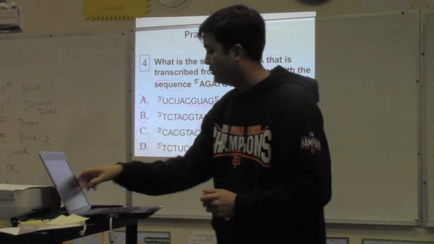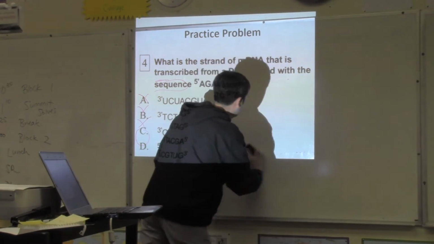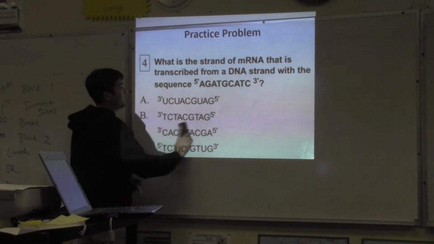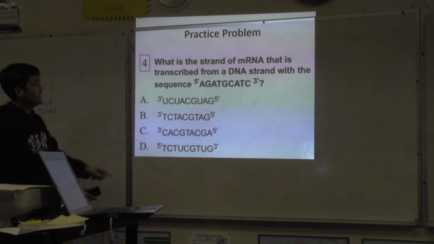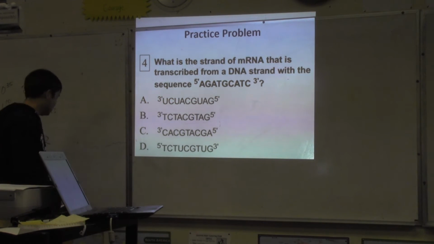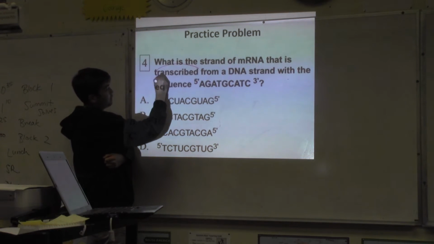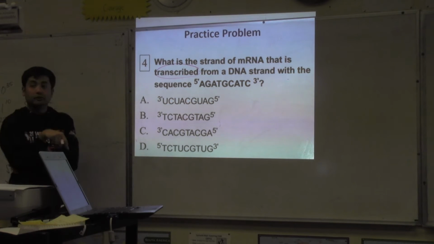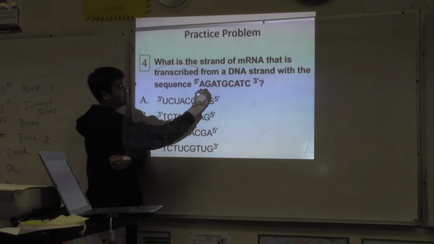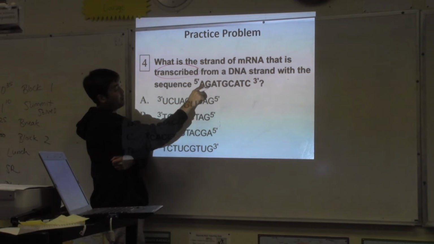So next question, number 4. What is the strand of RNA that is transcribed from DNA with the sequence AGA, TGC, ATC? And the key word for this one is transcribed. And you'll know what this word means more in a little bit. But what that really means is that you're not going to just match it directly. What you want to do is you want to get the bases that pair up with each of these.